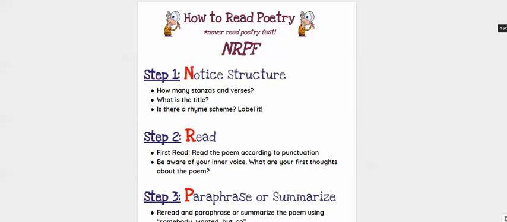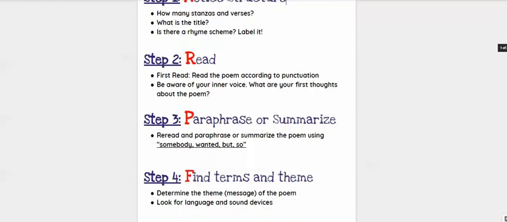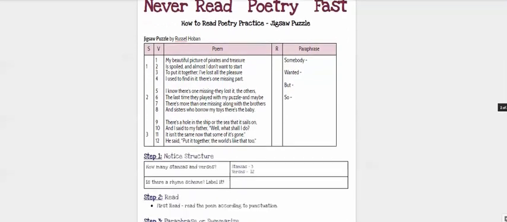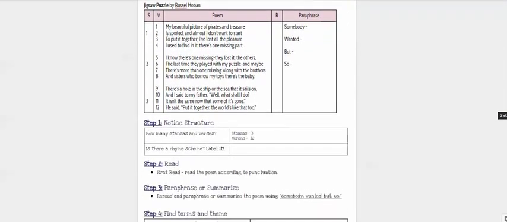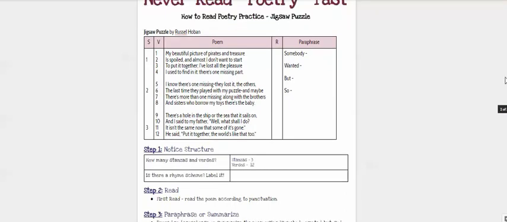Everybody, this is Mrs. Migdal, and today I'm going to show you how to read a poem. As you watch this video, I'm going to show you the 4 steps that we want you to take with every poem that we read, and in the second half of the video, I'm going to run through a poem using these 4 steps, so you have an idea of what we expect you to do.